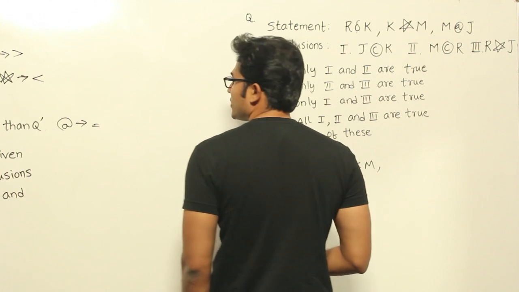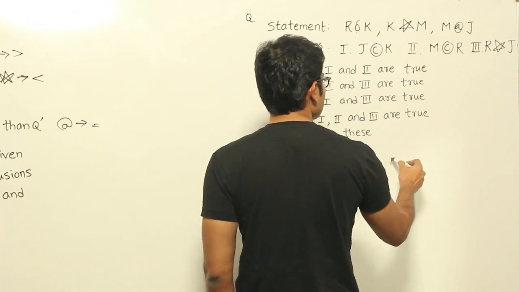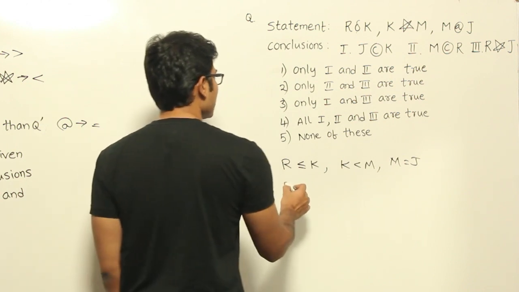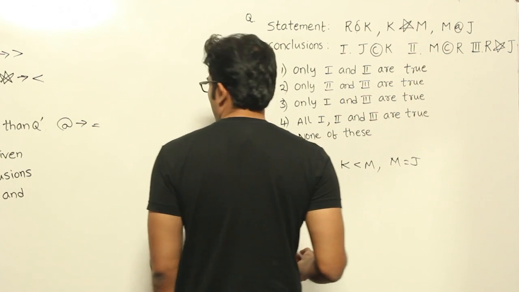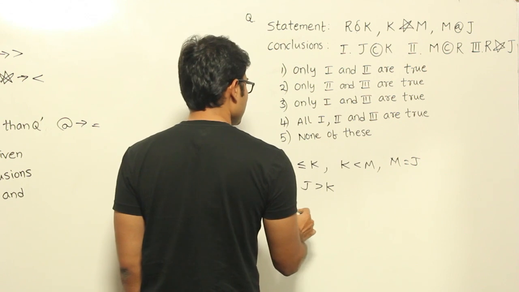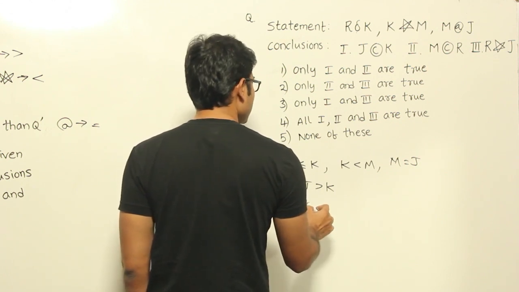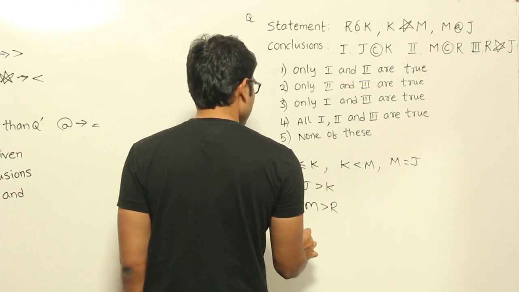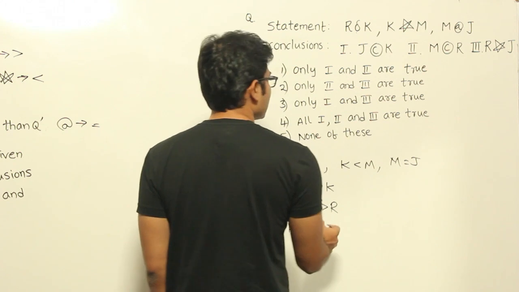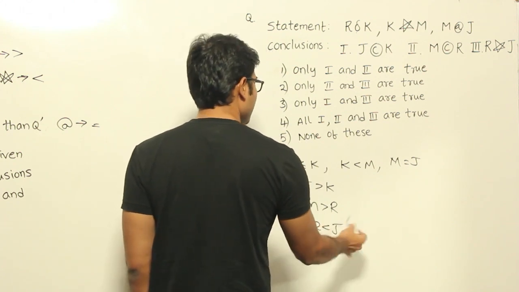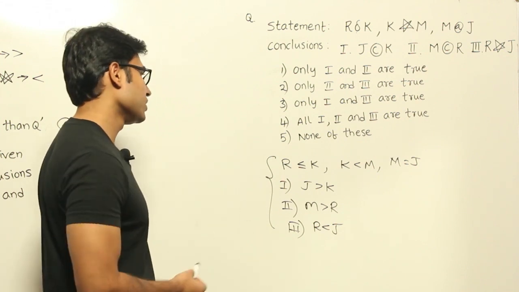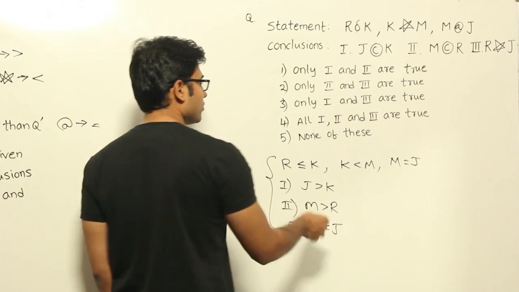Next one is M at the rate J. At the rate means equal to, so M is equal to J. Got it? So this is what is given, and the conclusions given are like this. The first conclusion is J C K, which means J is greater than K. The second conclusion is M C R, which means M is greater than R. And the third conclusion is R star J. What do you mean by star? Less. Therefore R is less than J. So the actual question is this one. They have given it in terms of symbols, but we have converted it. Now let's try to see which of these conclusions are right.